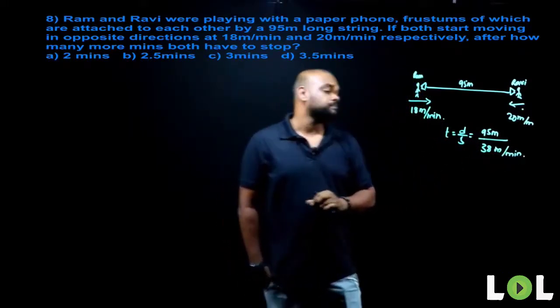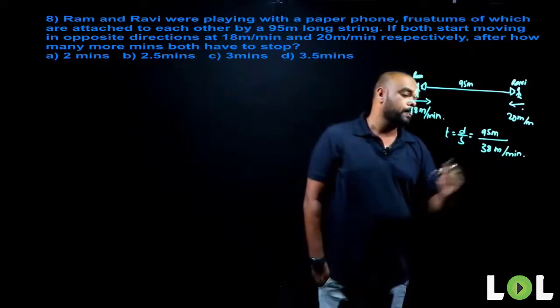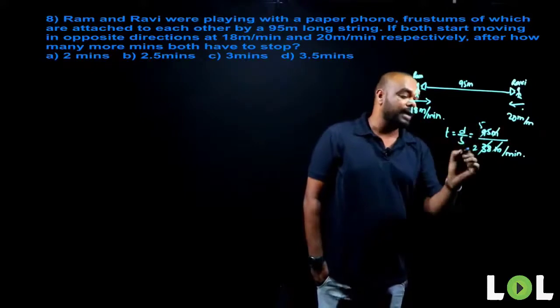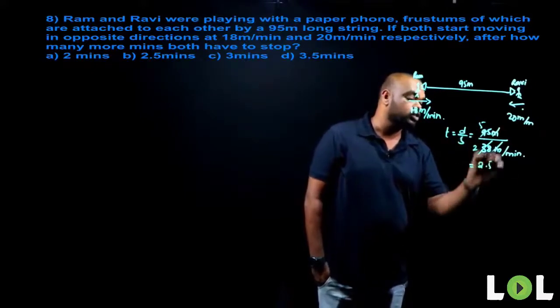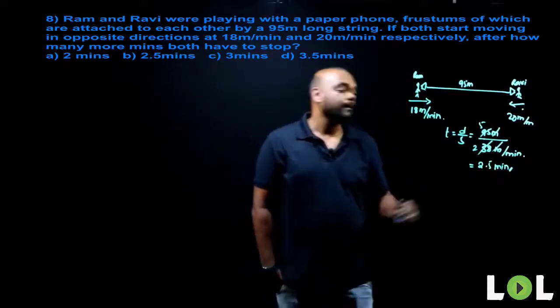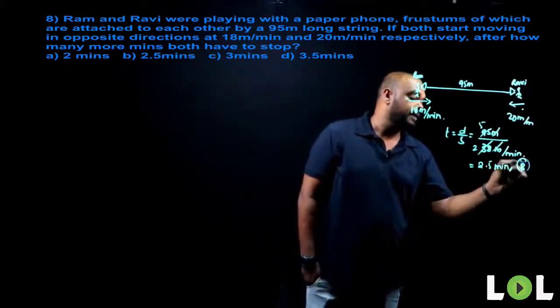Now, meters cancel. 19 into 2, 19 into 5. 5 by 2 will be 2.5. Minute goes to the numerator. My answer is 2.5 minutes. Check out, do we have the option? Option number B. That must be our answer.